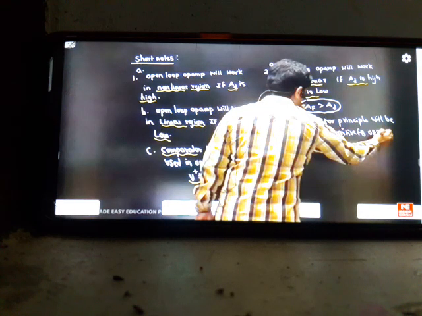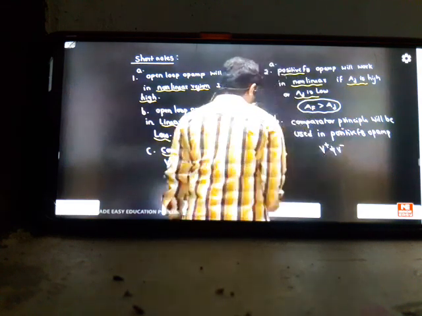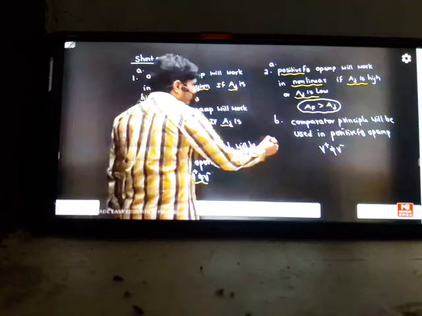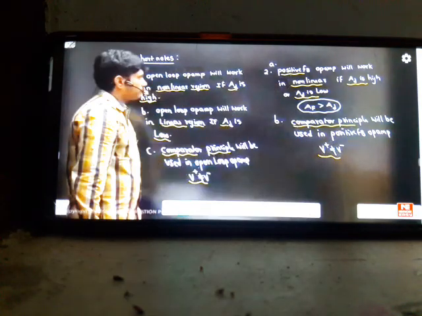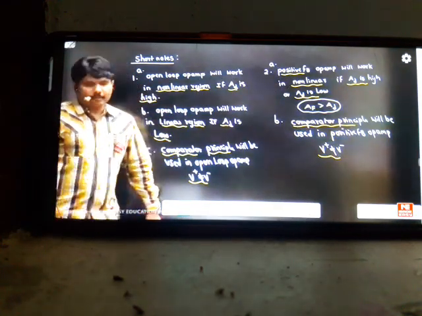Positive feedback op-amp. Why? Because V plus is not equal to V minus. Here also we have the same theory. V plus and V minus both are not the same. So comparator principles we use in positive feedbacks. So this is my second observation in the class. Concept number 2 is completed.